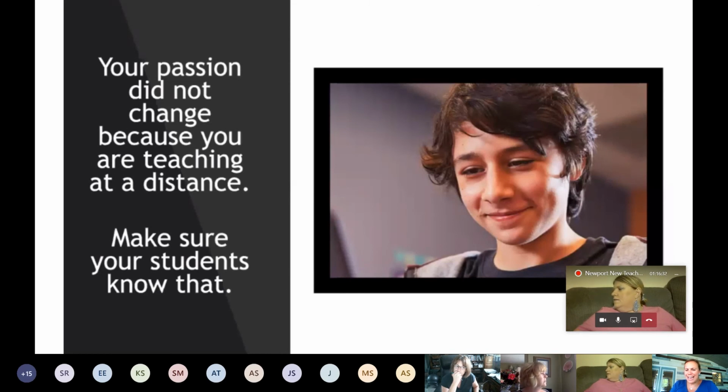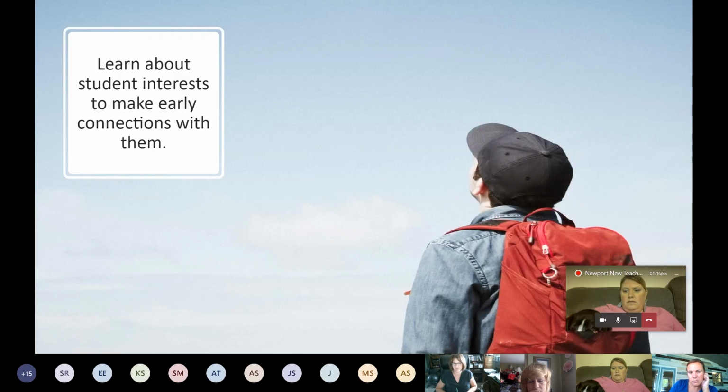So don't be afraid to act goofy. You know, if you're teaching elementary school, don't be afraid to sing or dance on camera, dress up in a lab coat for science class, or a book character when you're doing a read aloud or something. We want that passion to come across, even if it's through a screen. So if kids see us as being passionate, that's how these relationships are going to start. They're going to trust us, right? They're going to want to be in our class.